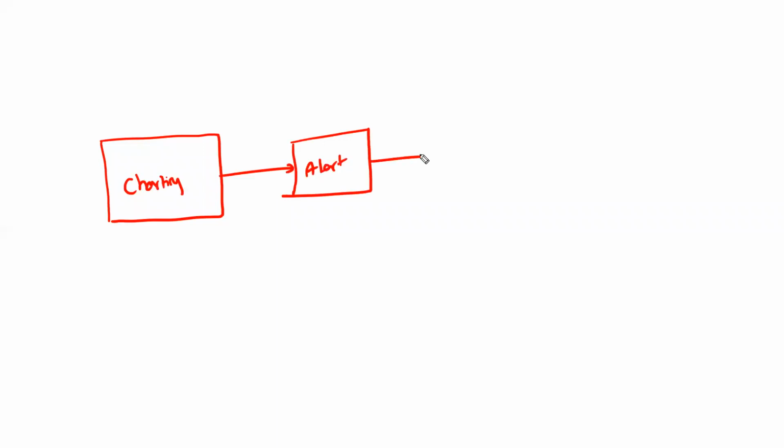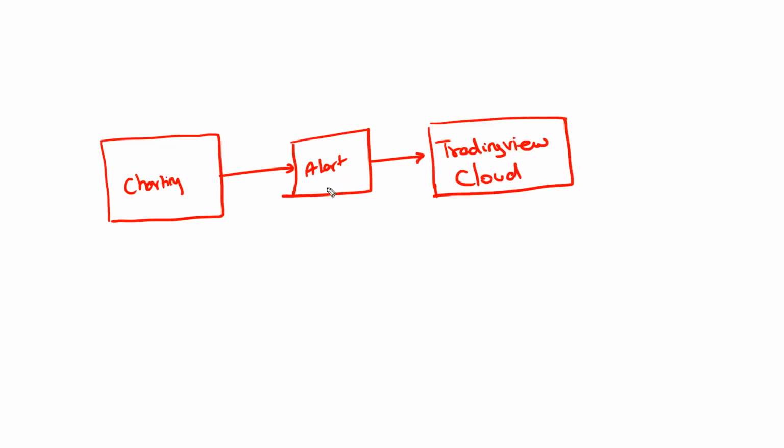This alert goes and sits in the TradingView cloud. We can say TradingView server, or TradingView cloud. That means it is sitting on the TradingView server, continuously monitoring. Alerts are continuously monitored. Every tick, every trade, every price action will be monitored. Whenever the alert is triggered, it uses a mechanism called a webhook mechanism.